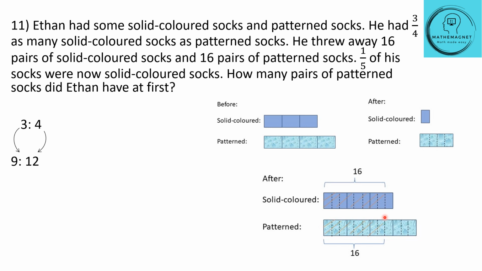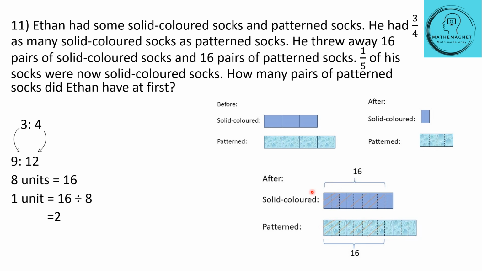3:4 can be rewritten as 9:12. Now 8 units is 16. We know in solid colors now only 1 unit is left. So 8 units he has thrown, which means 8 units is 16 pairs of socks. So 1 unit will be 16 divided by 8, which is equal to 2. So 1 unit is 2.